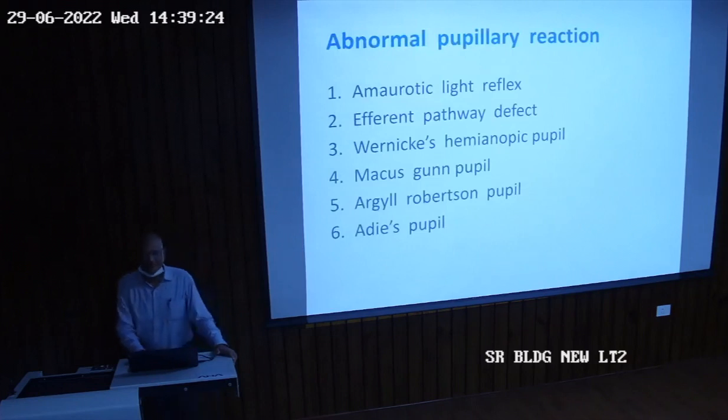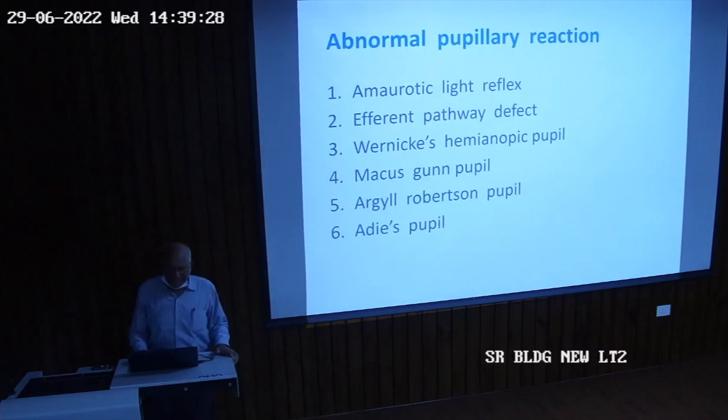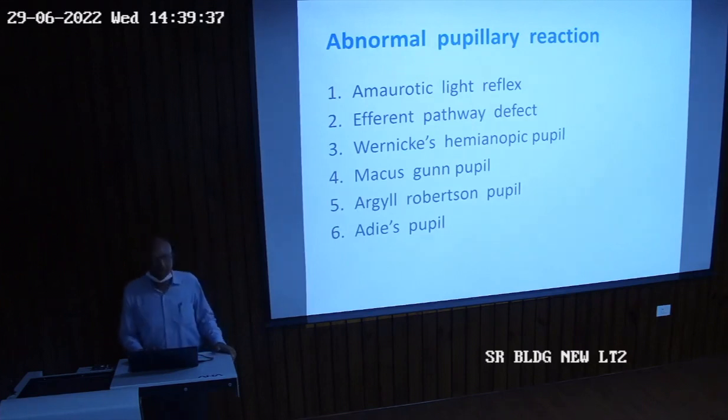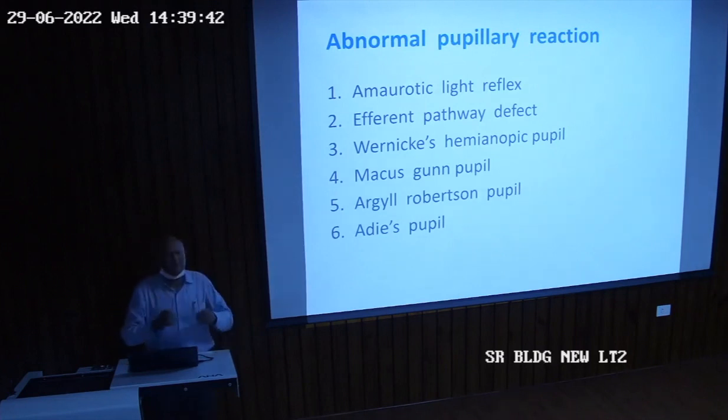Then there are certain abnormal pupillary reactions: amaurotic light reflex, afferent pathway defect, Wernicke's hemianopic pupil, Marcus Gunn pupil, Argyll Robertson pupil, Adie's pupil. So many names of the pupil. I can ask you, what is Argyll Robertson pupil? What is Adie's pupil? What is Hutchinson's pupil? What is Wernicke's pupil? What is Marcus Gunn's pupil? You should know these things, so I am explaining these things today.